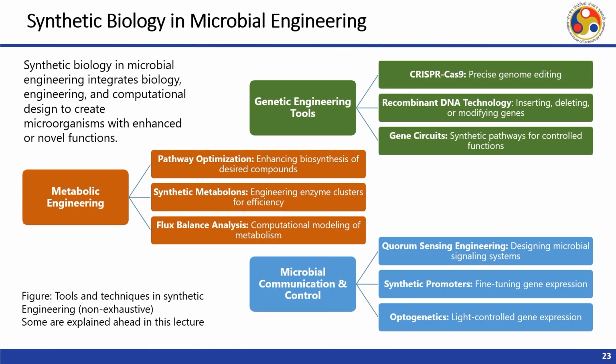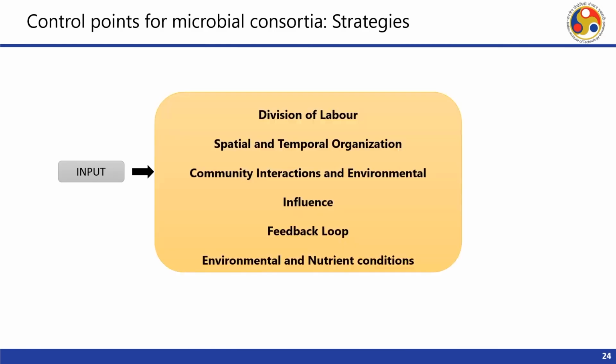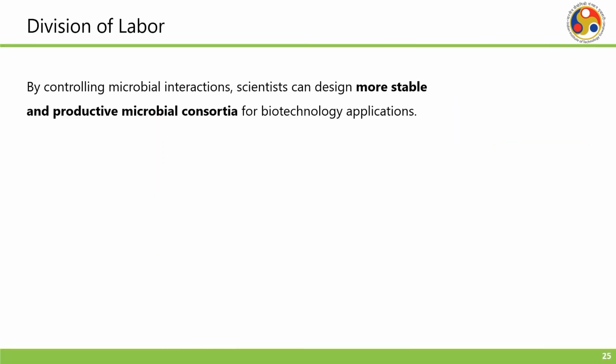We are providing here only a few. There are many which we will be discussing from time to time. So, what are the control points for microbial consortia and the strategies? There is an input which helps in the division of labor, and then there is a spatial and temporal organization, there is a community interaction and environmental influence, and then there is a feedback loop, environmental and nutrient conditions. Then this leads to the synthetic microbial consortia.